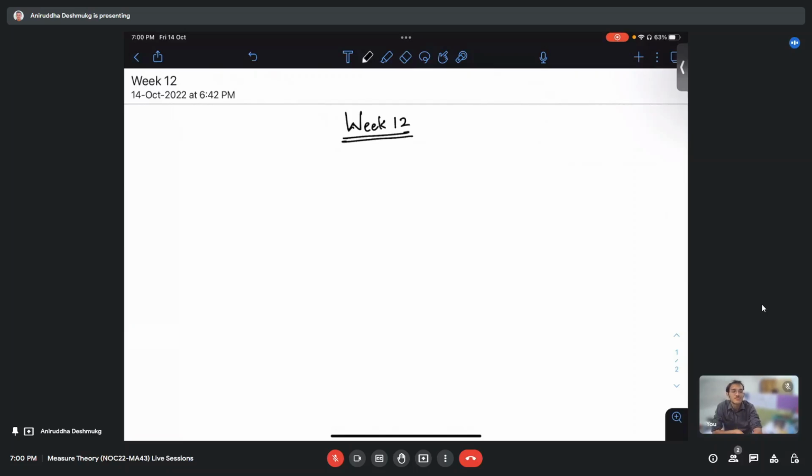Today we are meeting for the 12th time in this course on measure and integration by NPTEL, and today is the last live discussion session. Today it will be mostly about Fubini's theorem and its applications to check whether a given function is in L1 or not in the product space. And of course, today we will try to solve as many doubts as possible of the participants.